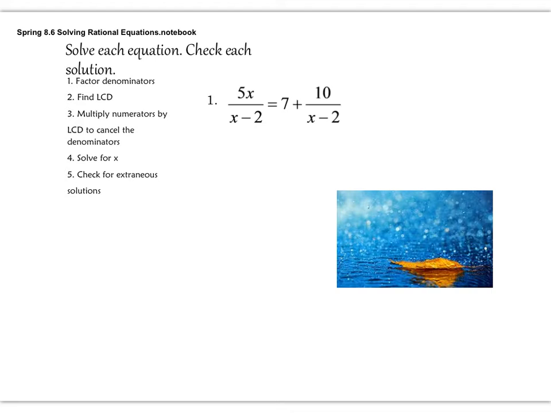First and foremost, I notice I have something that's not a fraction, so I'm going to put that over 1, just to make sure I don't lose track of it. That 7 is a numerator, not a denominator. So step 1 is to factor denominators, and none of them factor, it's just x minus 2. So your LCD is x minus 2. It's just that one piece. So that's step 1. Step 3, multiply every numerator by the LCD.